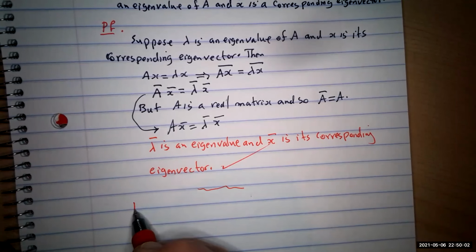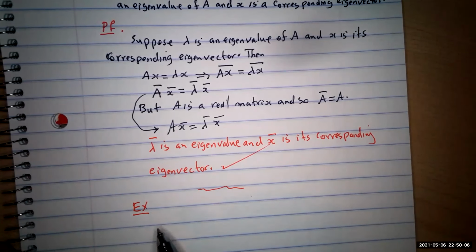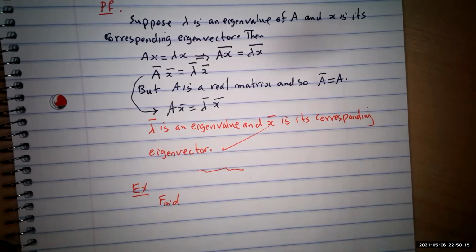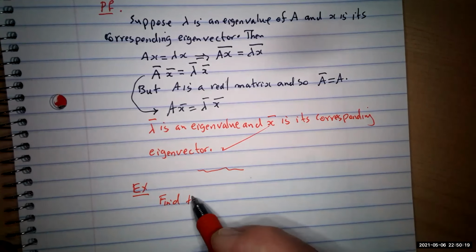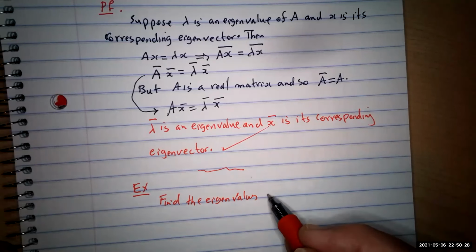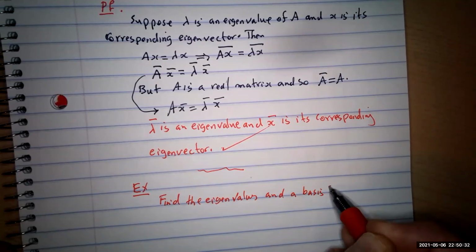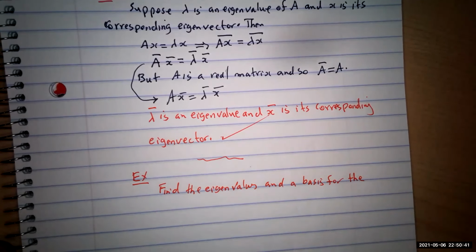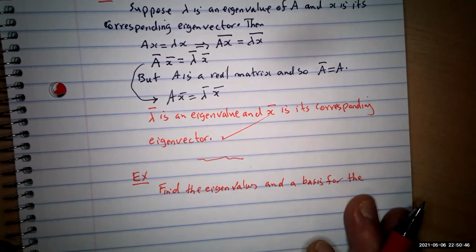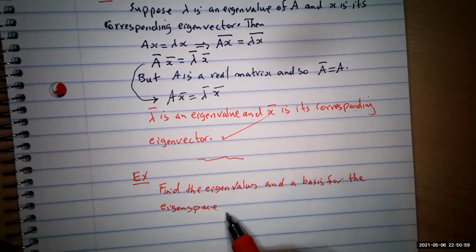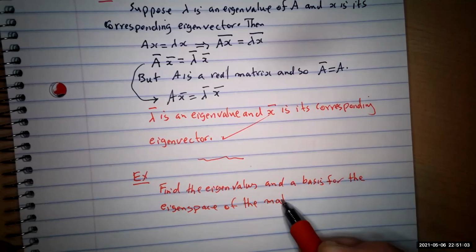Example. We want to find, as usual, you can do the diagonalization, everything we did with those types of ideas. It's going to be the same thing here. Find the eigenvalues and a basis for the eigenspace. The eigenspace is going to be those eigenvectors plus 0. But we usually go with the eigenvectors right away. But this is the expression in your book. Find the eigenvalues and the basis for the eigenspace of the matrix. So basically, find the eigenvalues and eigenvectors.